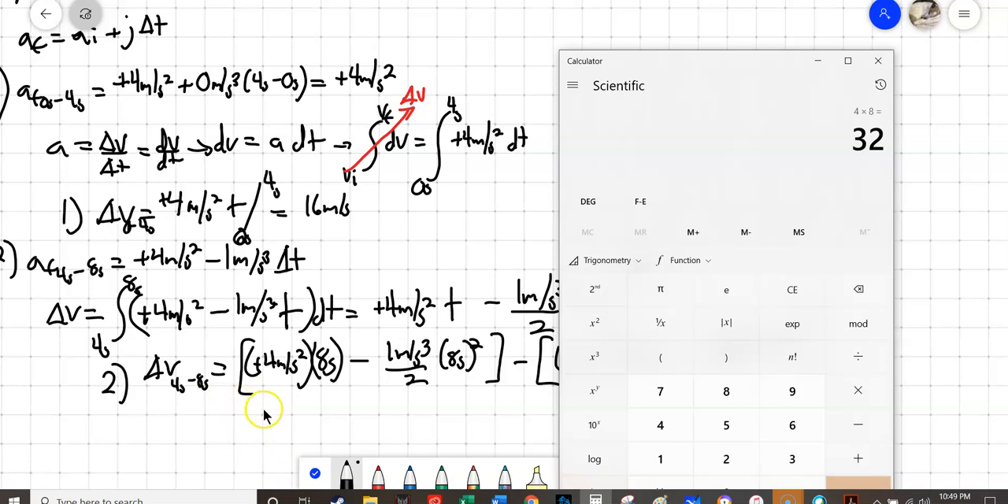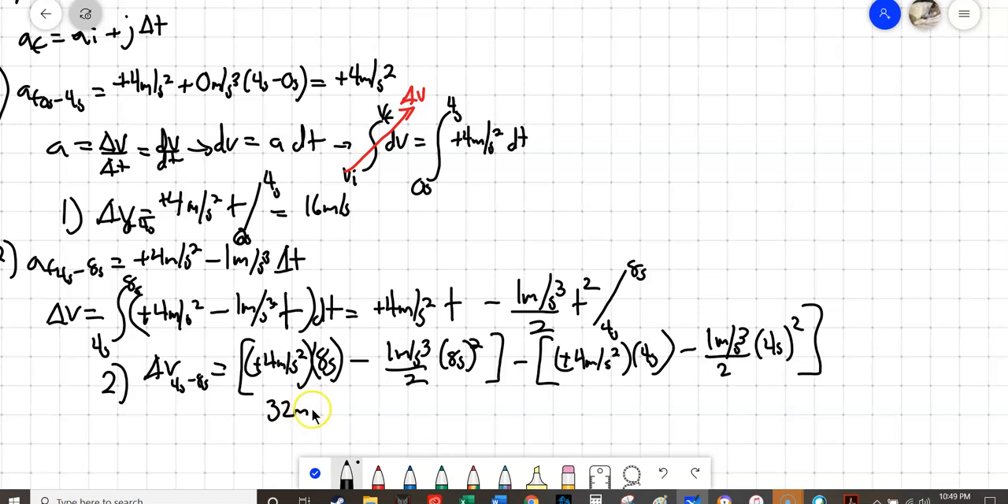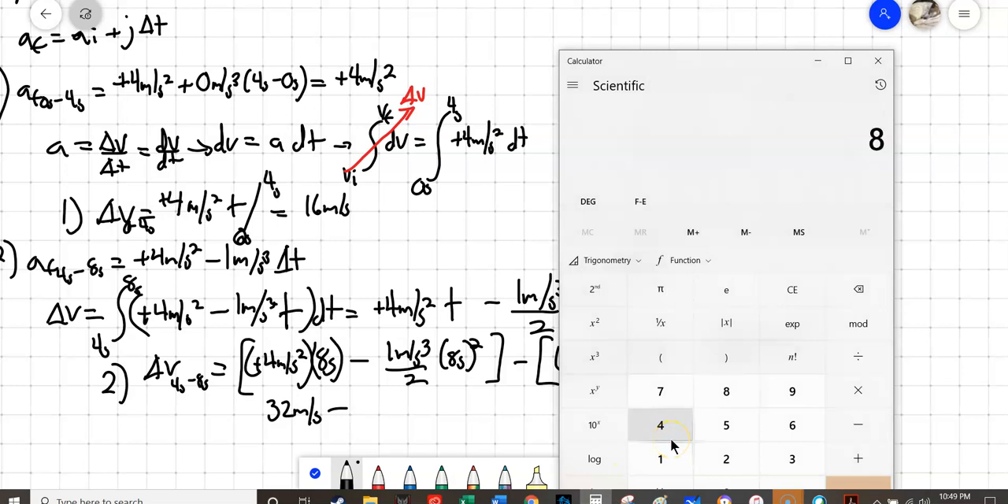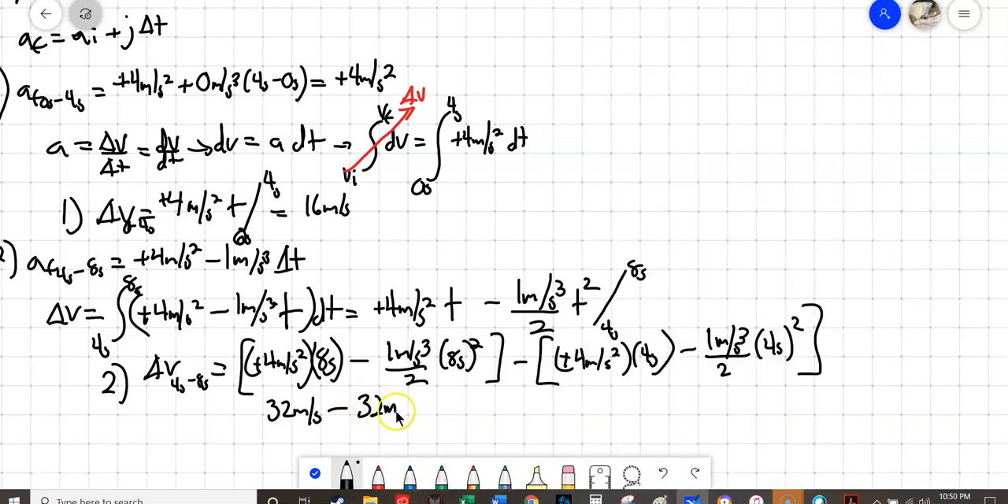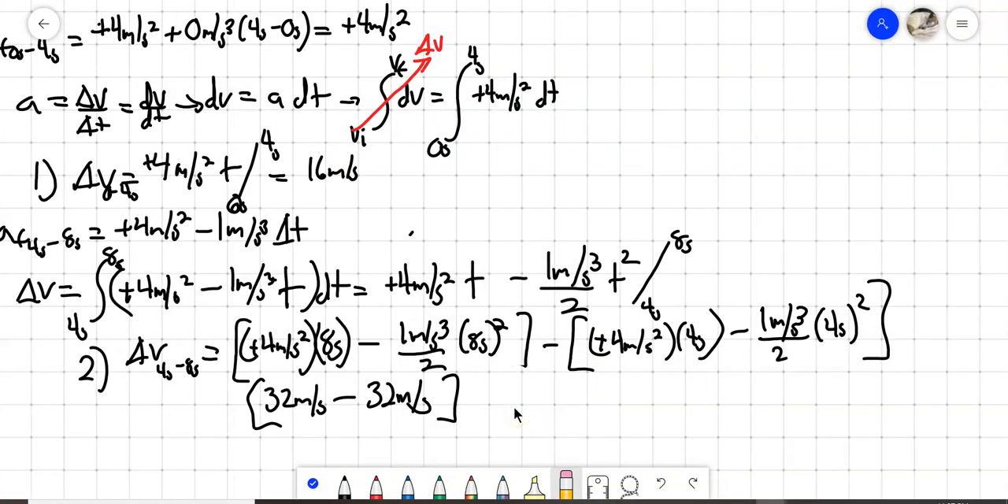So this part here is going to be 32 meters per second. And this is going to be 64 divided by 2, let me just make sure I didn't make a mistake, 8 times 8 equals, and that's going to be divided by 2. And that is also going to be 32 meters per second. So this first part is 32 meters per second minus 32 meters per second, which is going to be 0. And this next part is going to be 16 meters per second squared.